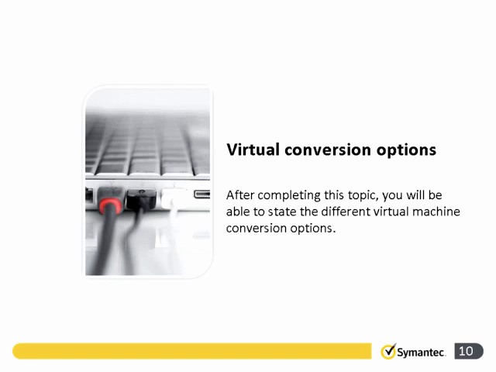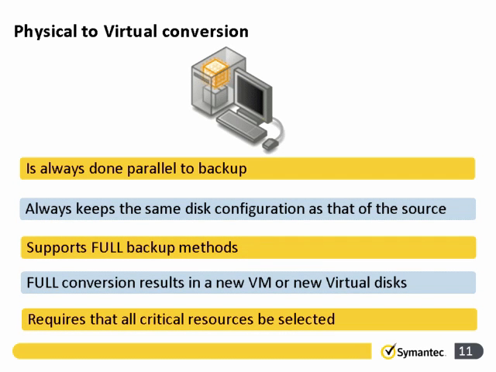To the different options that are available to you to do virtual conversions. If I'm doing physical to virtual, P2V is always done in parallel with a backup job. What this means is that you will write at the speed of the slowest function. So if I'm doing a backup and a conversion at the same time, it can only go as fast as the slowest function. These will always keep the same disk configurations.